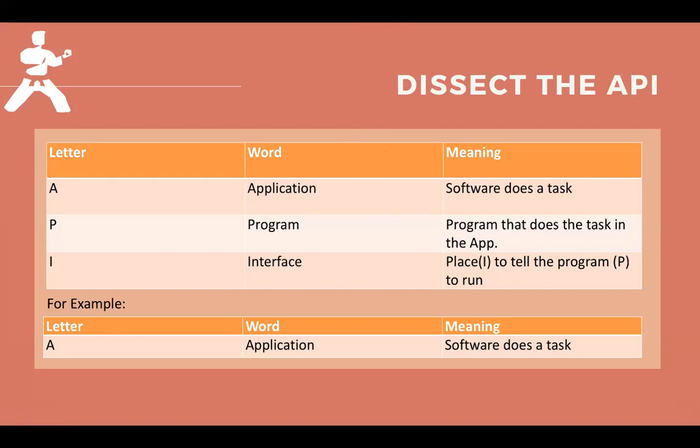Okay, where are we? We're talking about dissecting the API. When we say API, we are talking about an acronym, and there is a program which basically does the task in the application, whatever application we have. Let's say I wanted to add two numbers, and we have written some program or method that just does the task, adding two numbers. And interface is a place to tell the program to run.